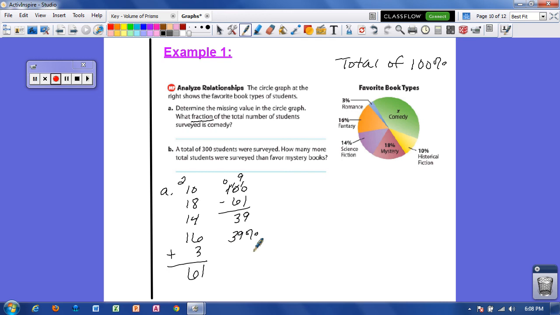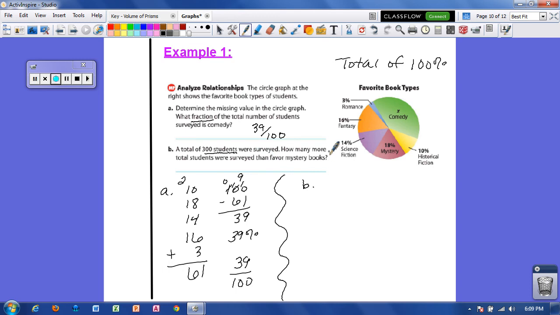So 39%, we know that a percent is out of 100. So that means 39 out of 100 students would prefer comedy. So now on letter B, it says a total of 300 students were surveyed. How many more total students were surveyed than favor mystery books?